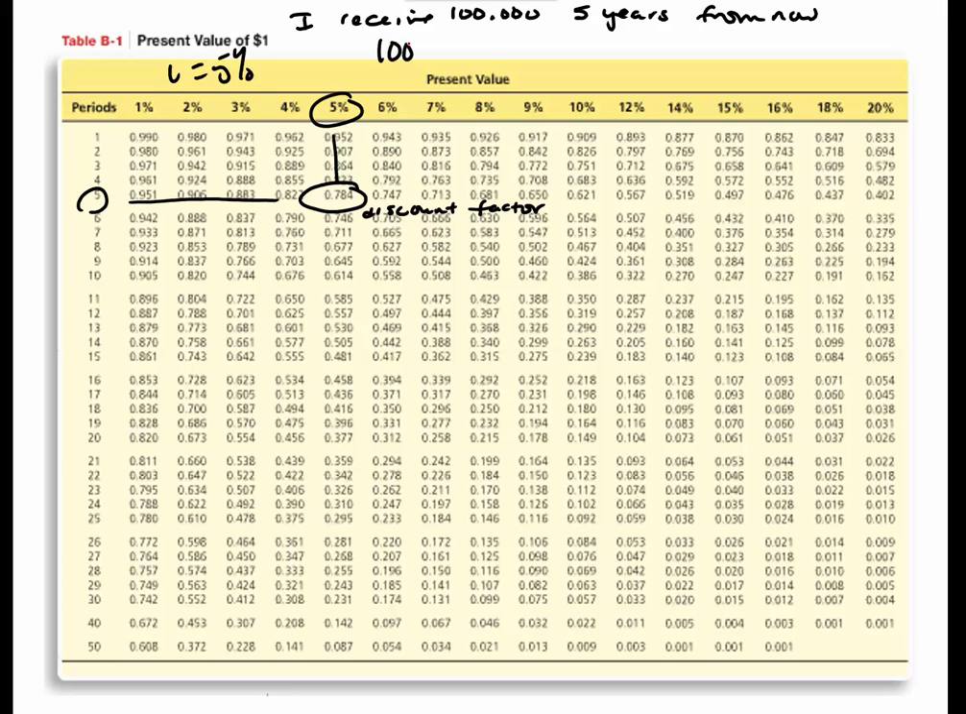So I would take my $100,000, my future lump sum, times the discount factor, 0.784, and I get $78,400. What that means in English is receiving $100,000 5 years from now is worth exactly the same as receiving $78,400 now. That's what that means in English.